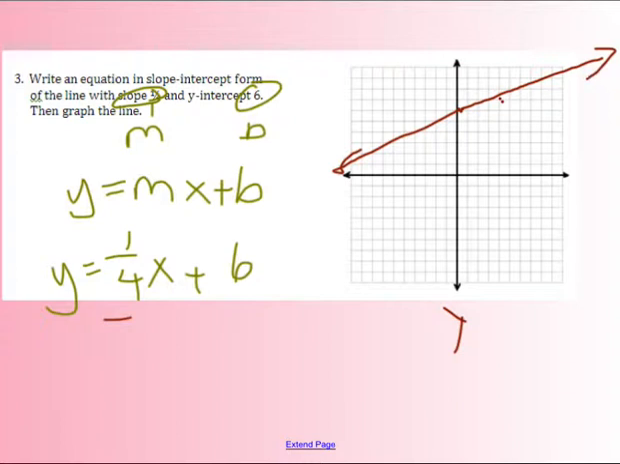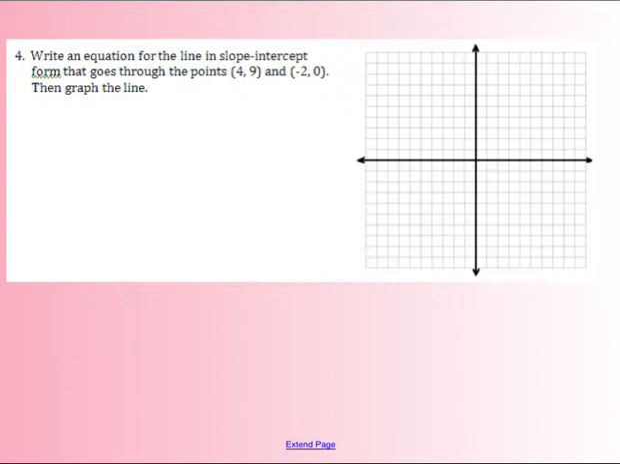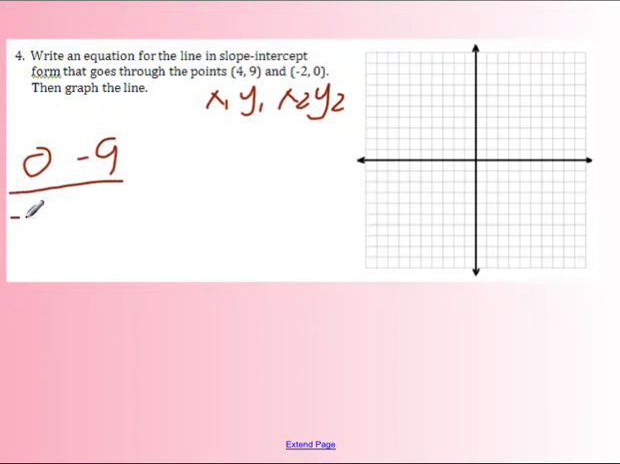So let's take a look at number 4. Now number 4 is a little bit challenging. It wants us to write the equation for a line in slope-intercept form that goes through the points (4, 9) and (-2, 0). So before we can do that, we have to calculate the slope. So we have x1, y1, x2, y2. So let's calculate out the slope. So we have y2 minus y1 divided by x2 minus x1.